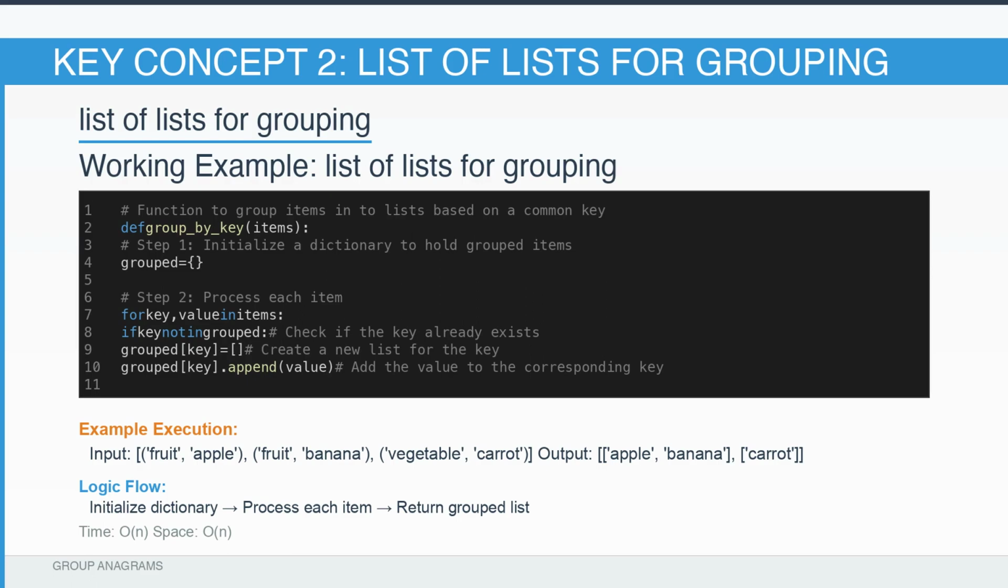In our example, when we input fruits and vegetables, the function produces apple, banana, carrot. This way, we can easily see which items belong together. Understanding this concept helps in organizing data efficiently in various applications.